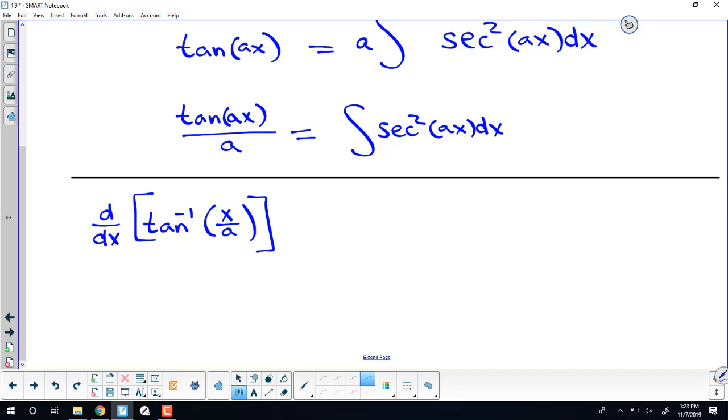So we take the derivative of the inverse tangent of something. It's 1 over 1 plus the quantity, the argument squared, times, by the chain rule, the derivative of the argument. The derivative of x over a is what?